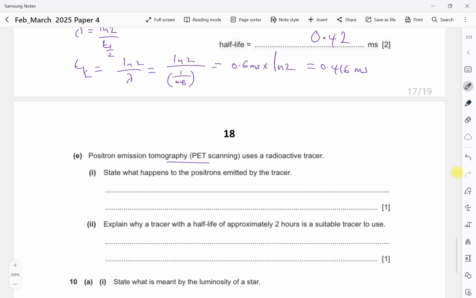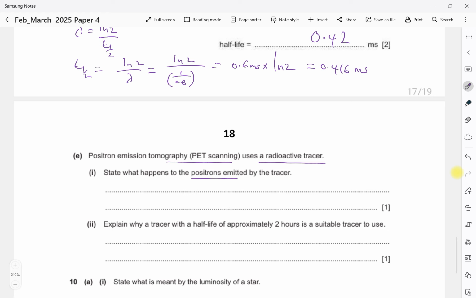Positron emission tomography, that is PET scanning, uses a radioactive tracer. That is also in medical physics. State what happens to the positrons emitted by the tracer. Of course, during the PET scan, you are injected with what we call a tracer, and the purpose of the tracer is to produce the positrons. The positrons interact with the many electrons we have in the body. Electrons are the antiparticles of the positrons, so their total mass is converted into energy in the form of gamma ray photons.